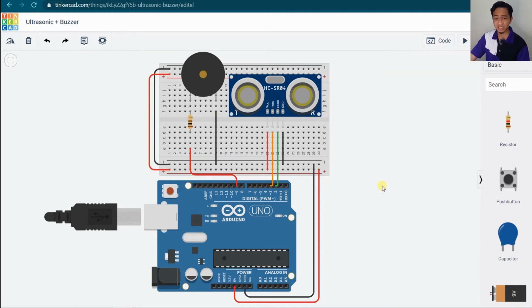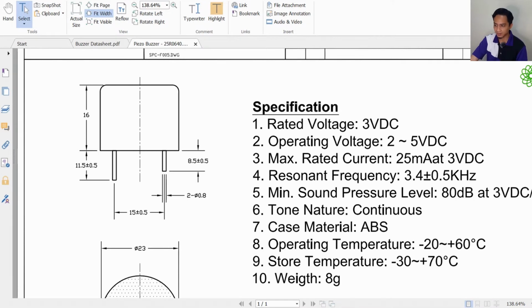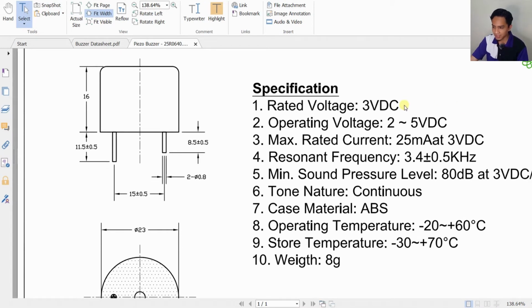Why I use this 100 ohm resistor is basically because, if we look at the datasheet of this buzzer here, as you can see in the specification, the rated voltage is 3 volts DC. The operating voltage is 2 to 5 volts.